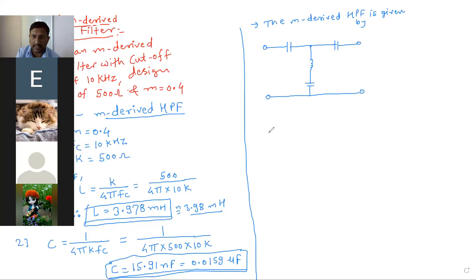Now the pi section I will draw. In the pi section, inductor and capacitor are connected in parallel. That will give a parallel resonance circuit in the series arm. And here inductor.